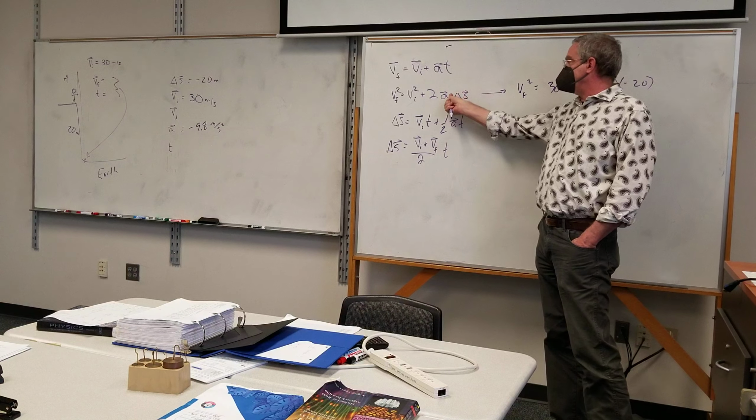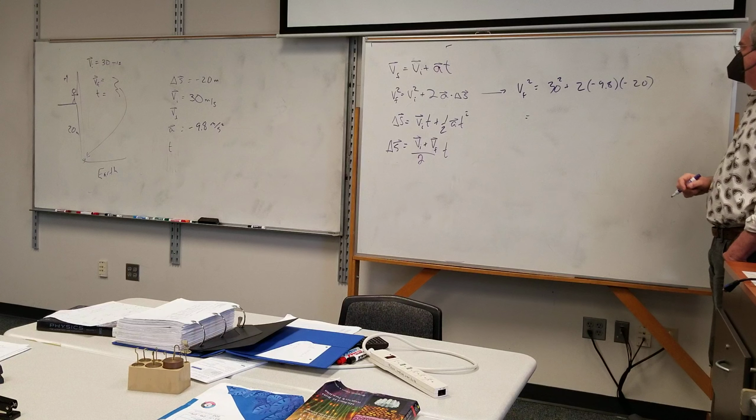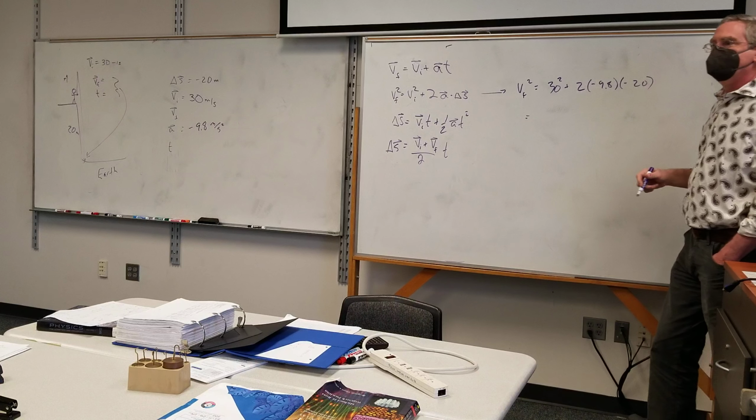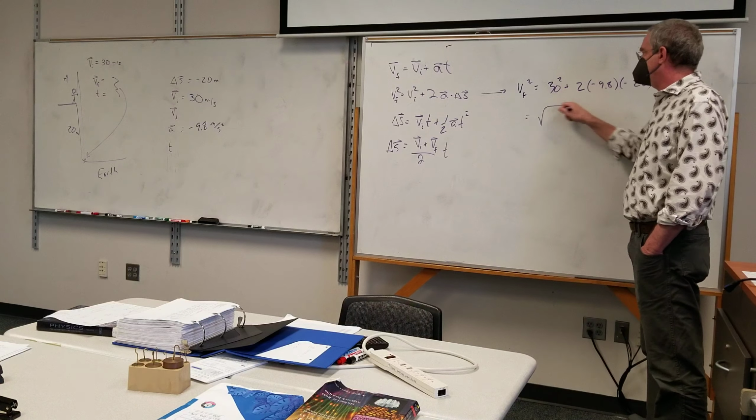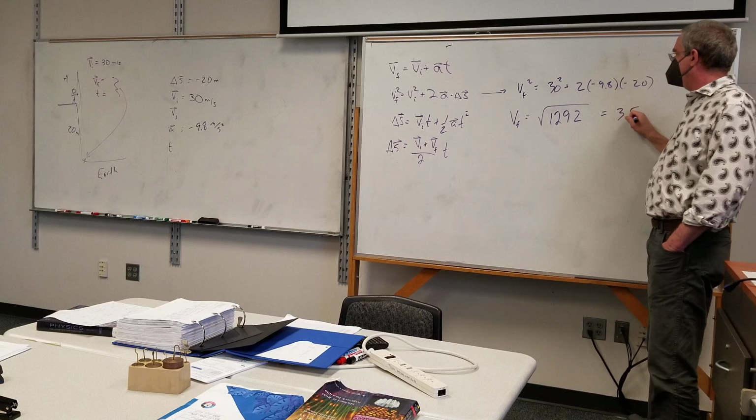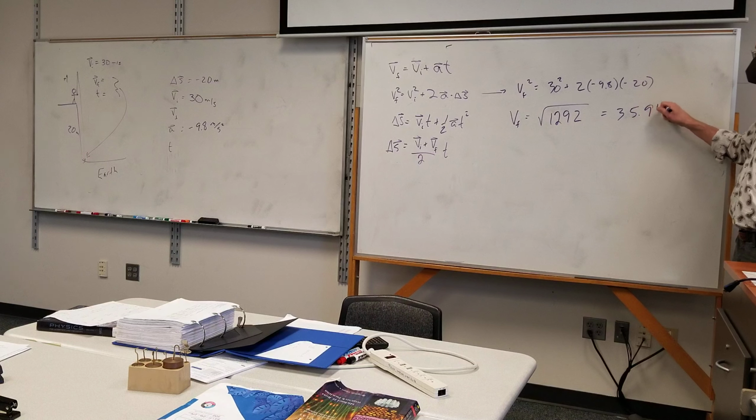All right, so would someone be kind enough to write through this? Square root of 1,292, which is 35.9444.